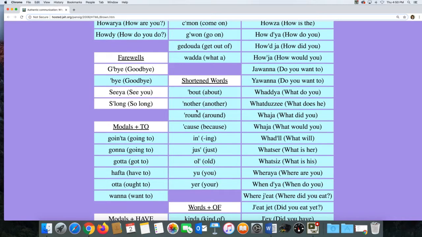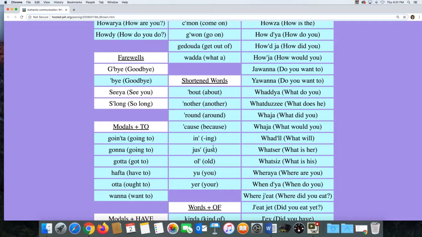And then these are shortened words where we just drop a sound. And some of these I'm sure you've heard before too, like bout. I don't know about that. You hear that instead of I do not know about that. You hear I don't know about that. So bout, another for another, round for around, cause instead of because. I'm sure you hear that all the time. So when people say cause, that's not actually a word. What they mean is because. And anything with an ing, we often drop the G sound. So I've been running around instead of I have been running around.